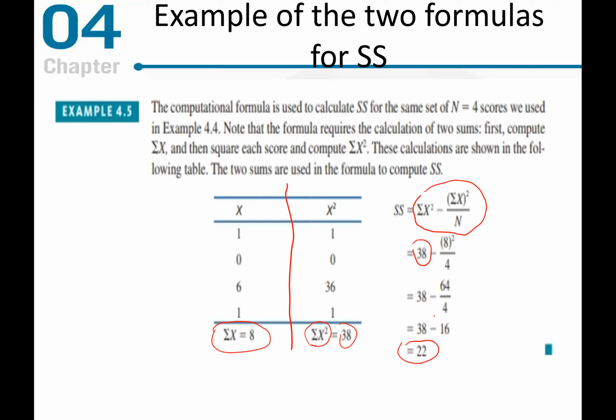And so 22 is the same number that we got using the definitional formula. Again, those formulas are equivalent. If you get a different number in doing those 2 formulas, you messed up somewhere. You need to go back and retrace your steps. Okay.